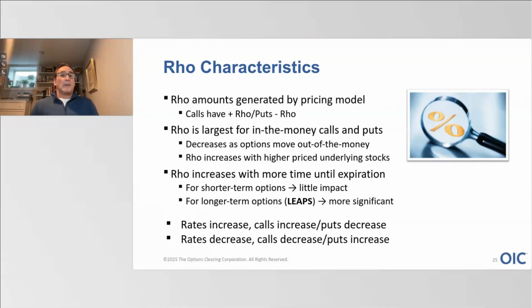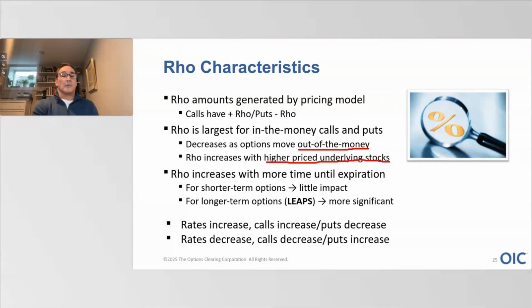So Rho amounts are generated by the options pricing model. Calls have positive Rho and puts have negative Rho. It's larger for the deep in-the-money options, both calls and puts. Your Rho decreases as your options move out of the money, and your Rho increases for the higher priced in-the-money options.